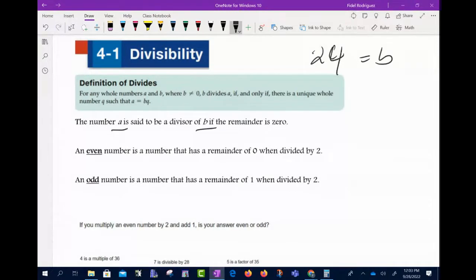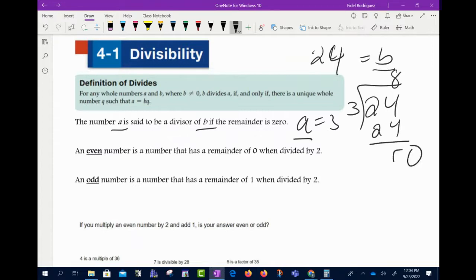Now, I want to find a divisor of 24. All that means is what numbers can I pick that's going to go in nice and neat into 24? So suppose we pick 3, right? And the reason why we're going to say that A is a divisor of B is because when we divide this out here, my remainder happens to be 0, right? That's what we mean by it's a divisor, okay?